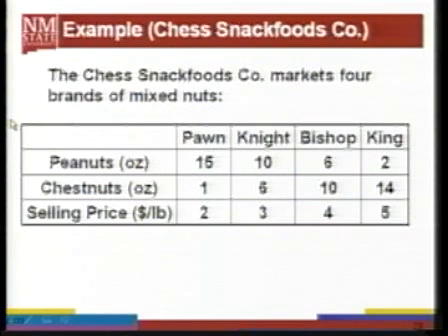Okay, then let's consider the next example, the chess snack food example. So in this example, the 4 brands of nuts are called the pawn, knight, bishop, and king. Okay, and each brand contains a specified ratio of peanuts and chestnuts. And this table lists the number of ounces of the 2 nuts contained in each pound of each brand, and the price at which the company can sell a pound of each brand. Okay.